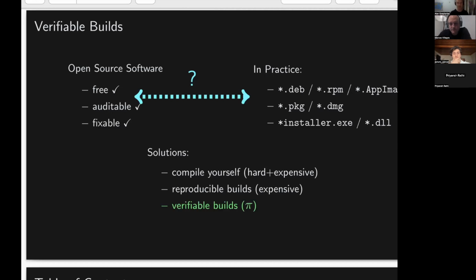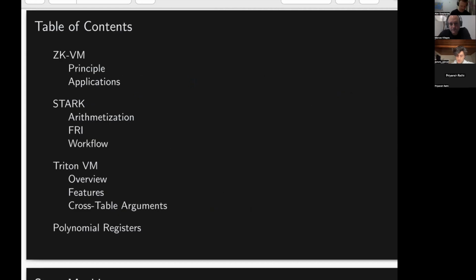And so with verifiable builds, it would be really easy. You just look at the hash of the GitHub repository or wherever the repository lives, and you verify the proof. And then you have a proof that the software package that you're installing actually corresponds to the software that you're inspecting. That's great.